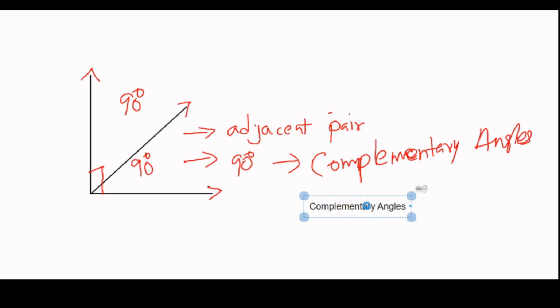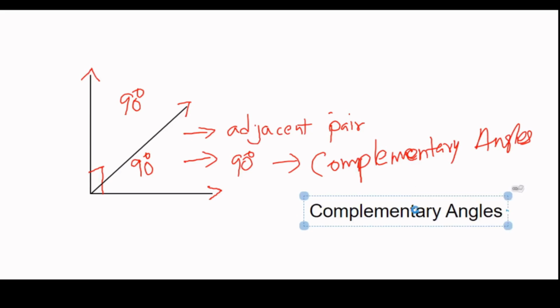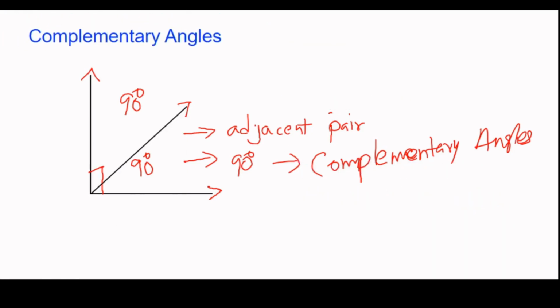Okay, these are complementary angles, and I am going to draw another pair of complementary angles. It can be like this. Suppose that there is an angle which has a measure less than 90 degrees. First of all, okay, here is an angle and it appears to be less than 90 degrees.